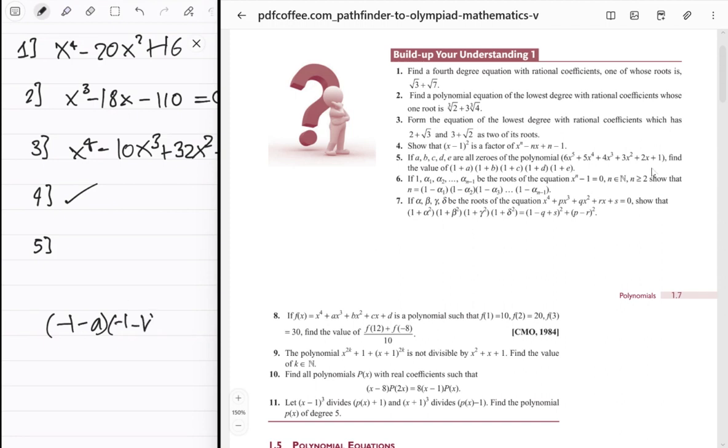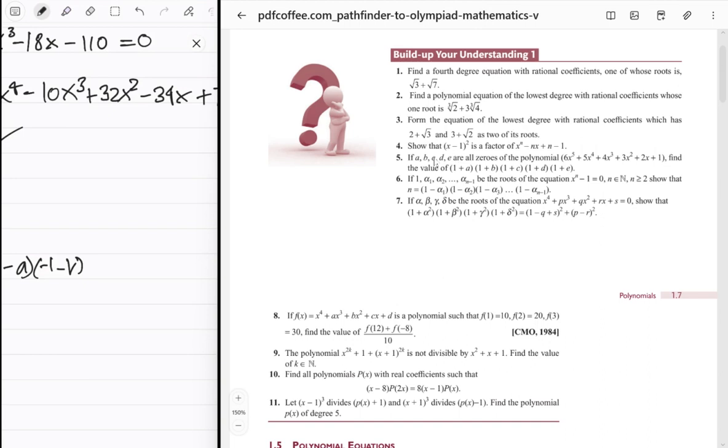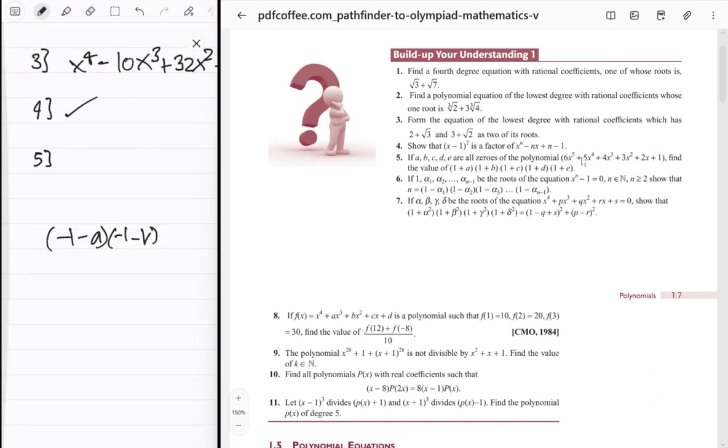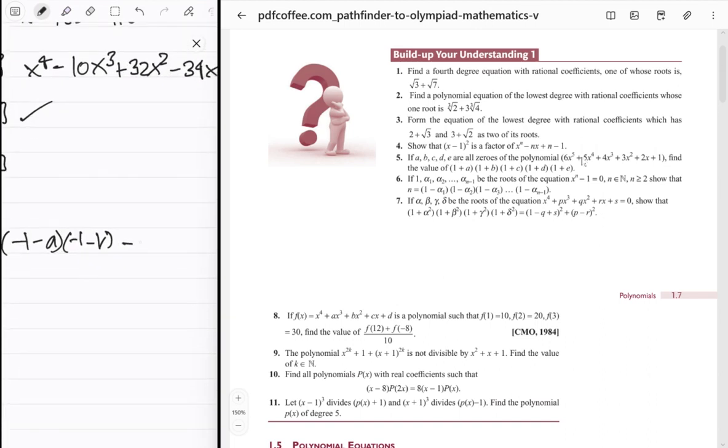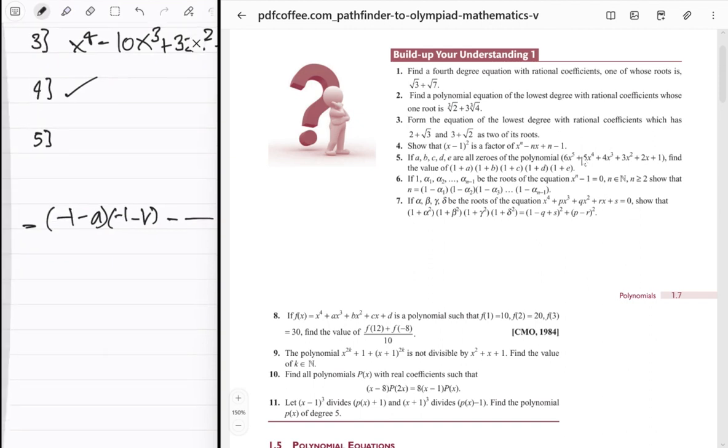Negative 1, negative b, and so on, right? How many are there? There are 5 of these, so you actually have to put a negative like this, and then you get the thing. Just keep on going. This is basically like this, right?